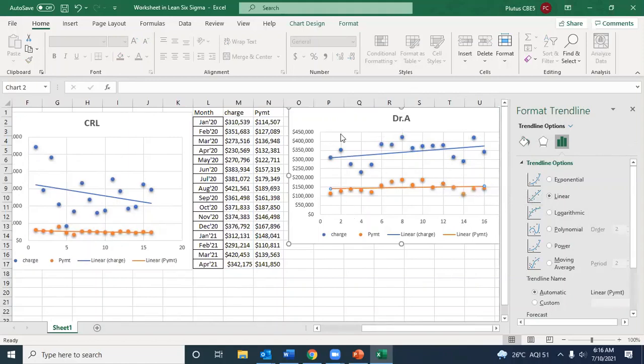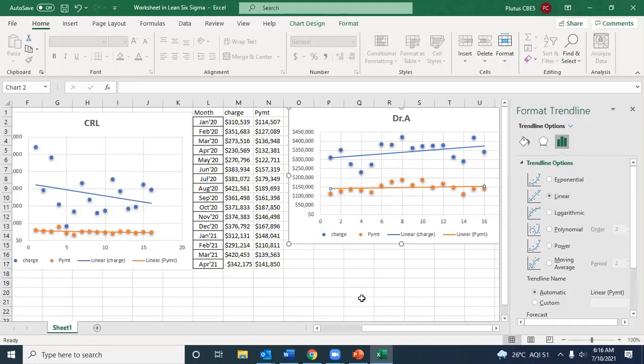I'm not saying that it is perfectly correlated because of some glitches here and there, right? Sometimes we would have posted or not posted the charges in that particular month, and then we would have posted them later. These are a few challenges, but comparing this chart and this chart, which is correlated, either CRL or Dr. A?